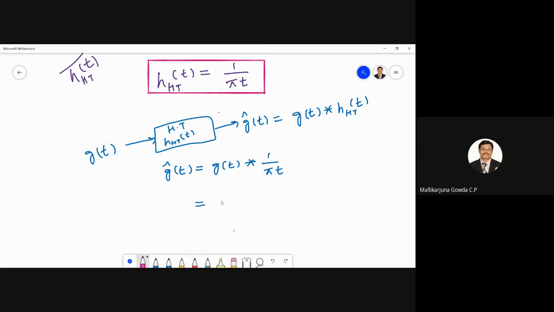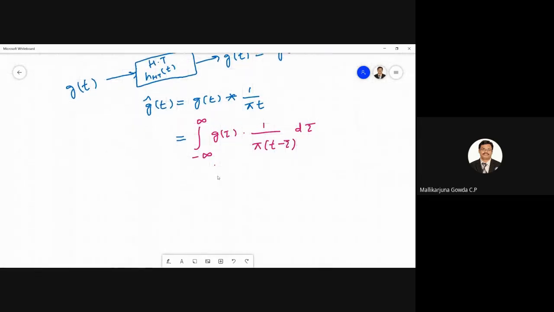Yes. See, convolution integral means what? I say integral from minus infinity to infinity g of tau into 1 by pi times t minus tau into d tau. Can I write like this or no? Yes? Convolution integral. I hope you are aware of this, right?